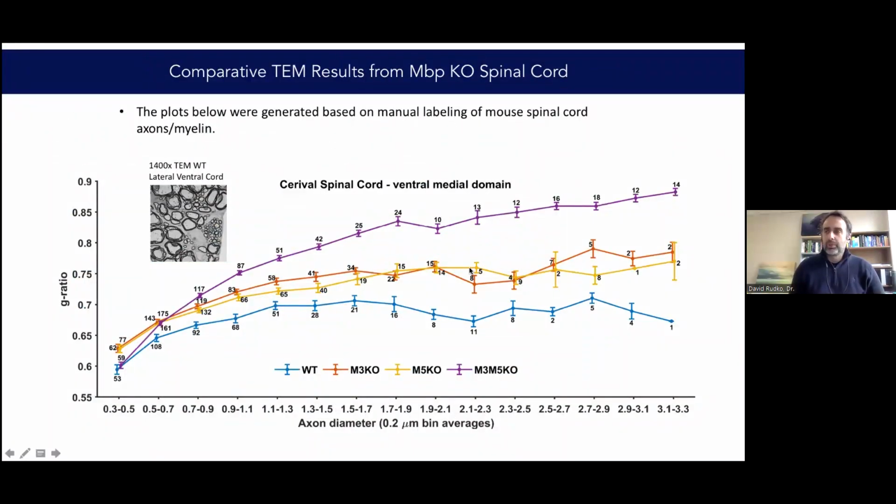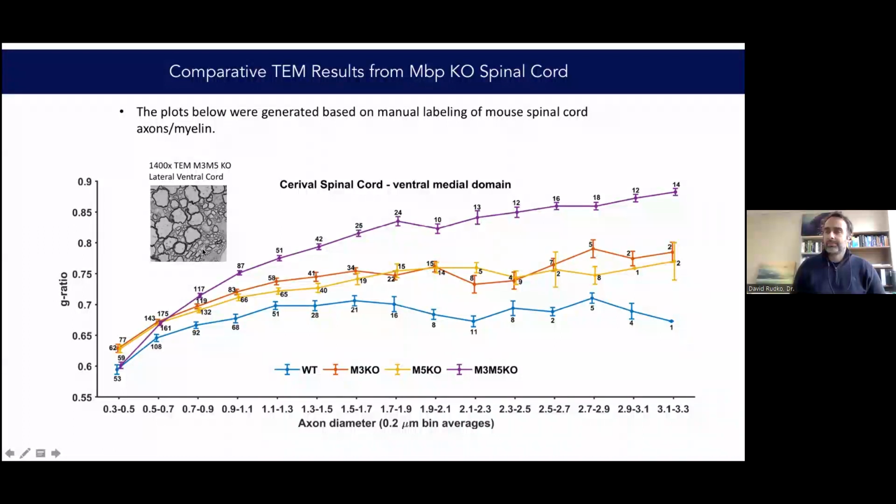But since some people in the group do electron microscopy for verification of the myelin water fraction, I wanted to show these examples from Alan Peterson's group from the spinal cord. So this is our model. And what I like about this plot is it shows how the double knockout separates from the two M3 and M5 single knockouts as a function of axon diameter. So actually, in some respects, for larger axon diameters in the ventral medial spinal cord, based on these 1400 times TEM images, there's a larger separation here for the double knockout, and it's axon size dependent. So this is axon size along the x-axis and G ratio along the y-axis.